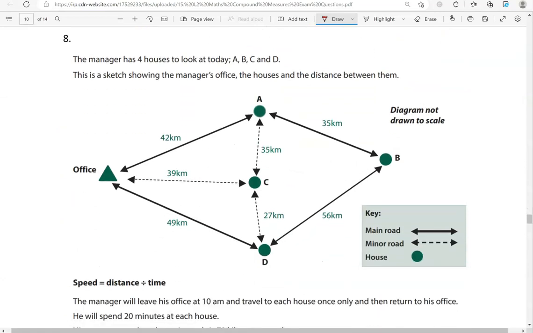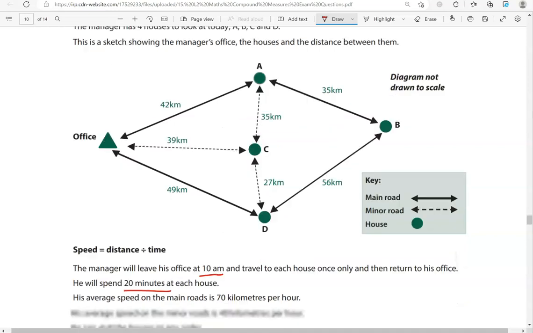The manager has 4 houses to look at today, A, B, C and D. This is a sketch showing the manager's office, the houses and the distance between them. Speed is equal to distance divided by time. The manager will leave his office at 10 a.m. and travel to each house once only, and then return to his office. He will spend 20 minutes at each house.